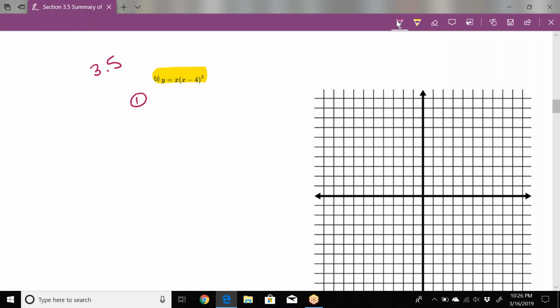And for this one, this is a polynomial. So the domain would be all real numbers or negative infinity to infinity. And this is just factored form of a polynomial. So that is still a polynomial.